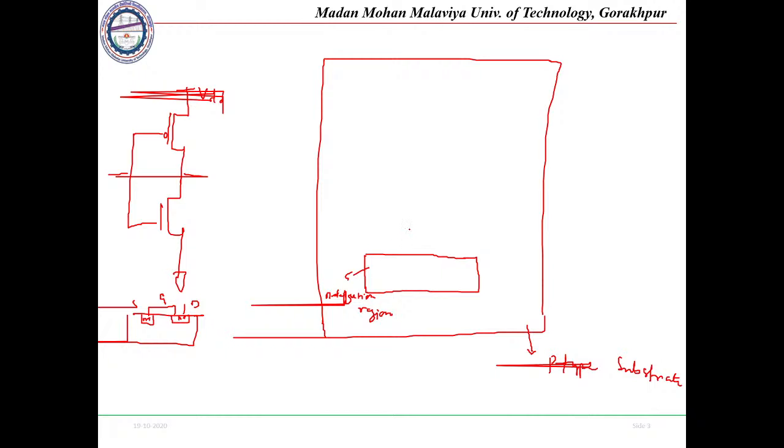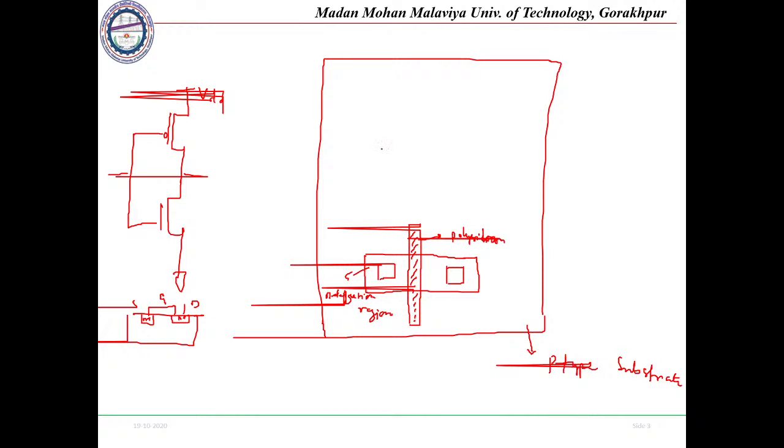Before that, we will deposit polysilicon. So this will be a polysilicon layer. After depositing polysilicon, this is like your gate terminal. Then on top, the contact will be deposited. Okay. So this is how NMOS is fabricated.